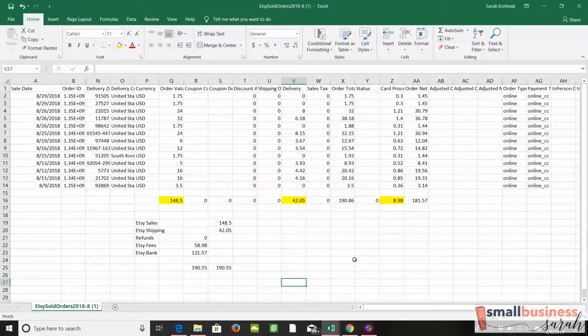Okay, so we're in a different month, and we pulled up our Etsy Order CSV. We're doing our entry. So this is what we do. 148, delivery, no refunds, because we have nothing over here. No sales tax, so I didn't add that. Here's our Etsy fees. And then this is a formula. The difference goes to Etsy Bank. So revenue less expenses is what we'll eventually get from Etsy. And then our debits and credits balance.